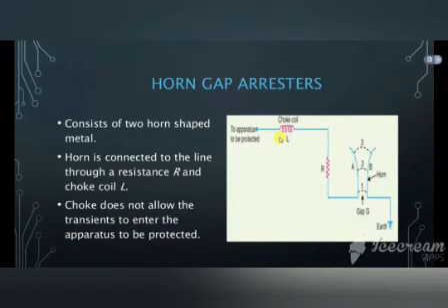Then horn gap arrestor. It consists of two horn shaped metal. Horn is connected to the line through a resistance R and choke coil L. Choke does not allow the transients to enter the apparatus to be protected. It is like a horn shape. It has choke coil and resistance.